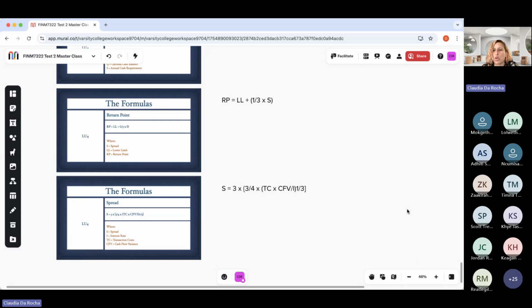So before I move on to the past paper questions, can I just check if there's any questions on what's been covered so far? No questions. So I'm going to move on to the past paper questions. Like I said, I've got two, one for Learning Unit 3 and one for Learning Unit 4. Okay, so I'm just going to quickly bring that up.